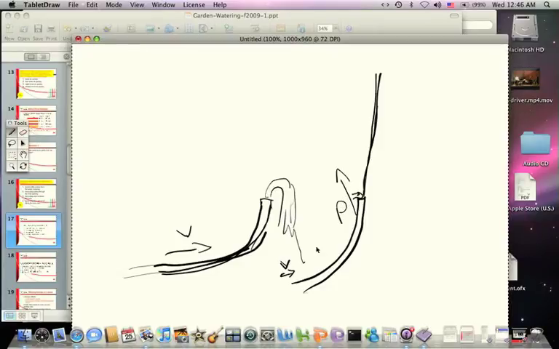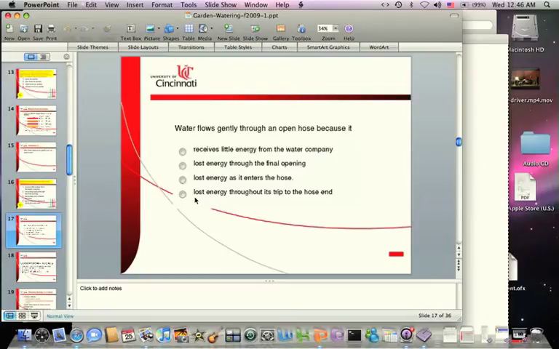Remember, you can't change the velocity of water through the hose, so it can't go into the hose at a high rate of speed and go out at a slow rate of speed. The only way that it can change the energy is by changing the pressure. So if you have a high rate of speed, then the pressure decreases. In fact, it has the highest pressure right next to the faucet, and as you go through the hose, the pressure drops, which is why it comes out weakly. And so the answer is 4: it lost energy throughout its trip to the hose end.